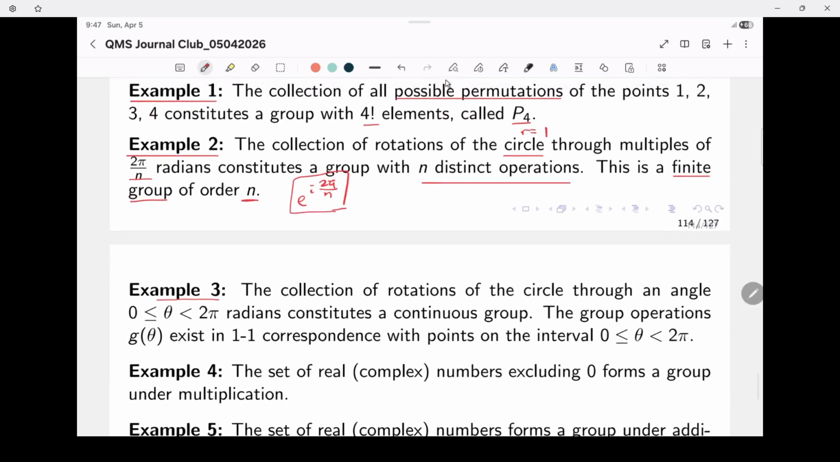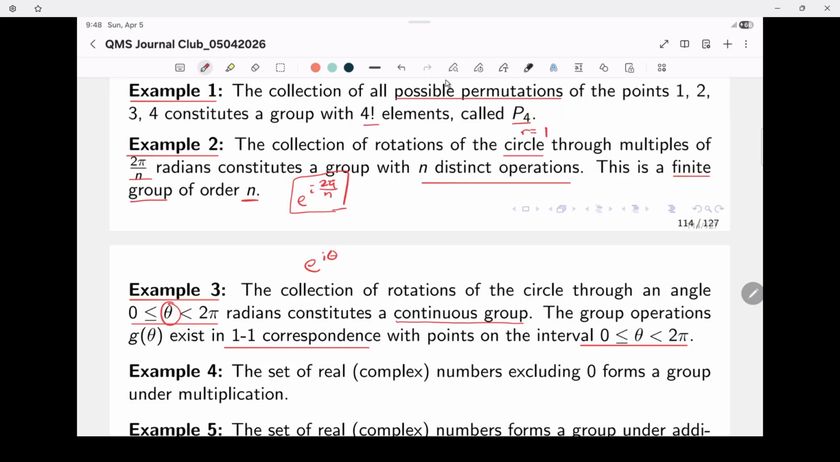The third example is quite similar to the second one, whereby you try to rotate on your circle, but this time you don't limit your rotations to finite rotations. So this theta becomes a continuous number between 0 and 2 pi. This is what we call a continuous group. And the group operation is basically just e to the i theta. And you have a one-to-one correspondence with points on this particular interval. I will explain what this one-to-one correspondence is later on.